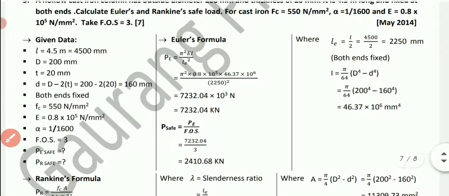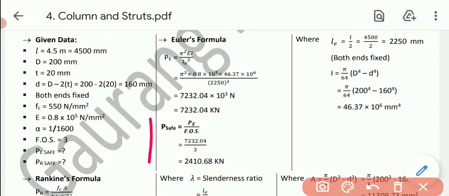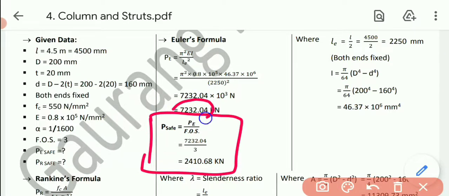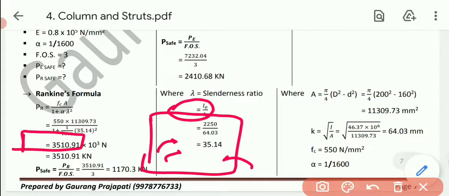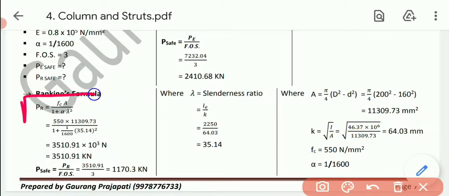But they have asked us to calculate the safe load. The safe load will be Euler's load divided by the factor of safety. Euler's load is 7232.04, and the factor of safety given to us is 3. So by 3, we will get the answer 2410.68 kilonewton. This is the safe load for Euler's formula. Now we need to do the same thing for Rankine's formula. So let's apply Rankine's formula.